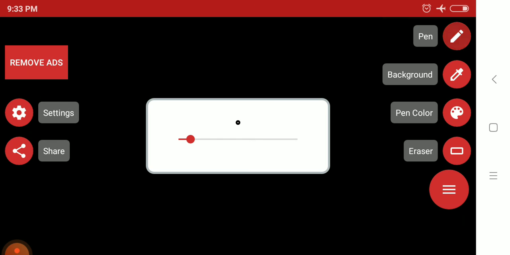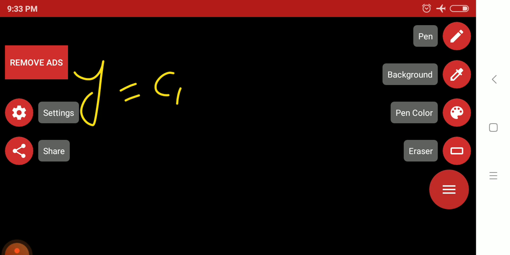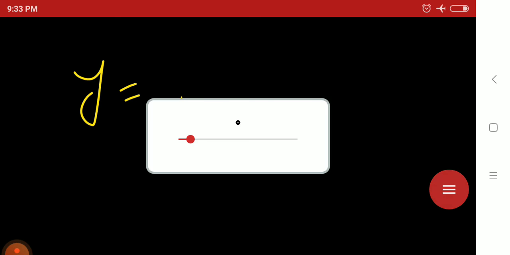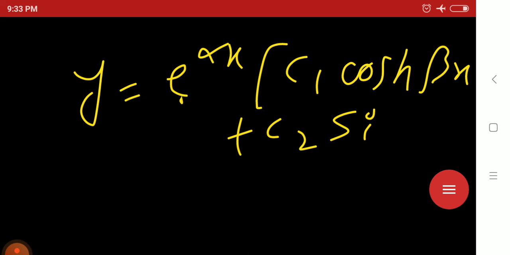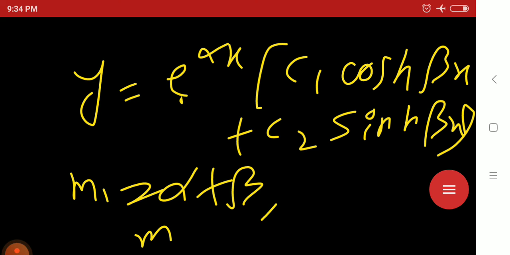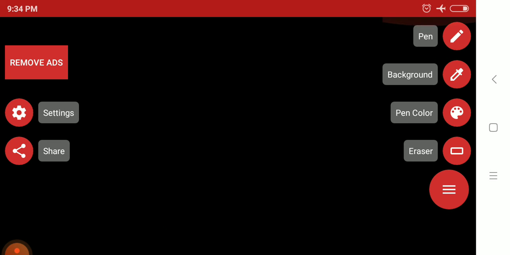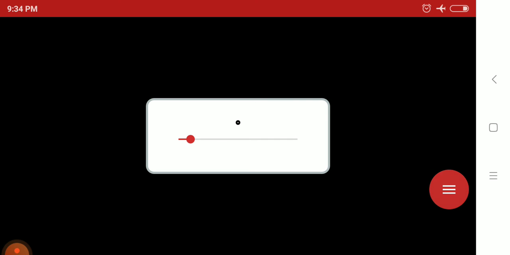y equals e to the power alpha x c1 cosh beta x plus c2 sinh beta x. Let me write on another slide. y equals e to the power alpha x c1 cosh beta x plus c2 sinh beta x. When will this case come? If m1 root equals alpha plus beta and m2 root equals alpha minus beta, such cases are coming. So now I am going to take an example. From the example you will be clear.